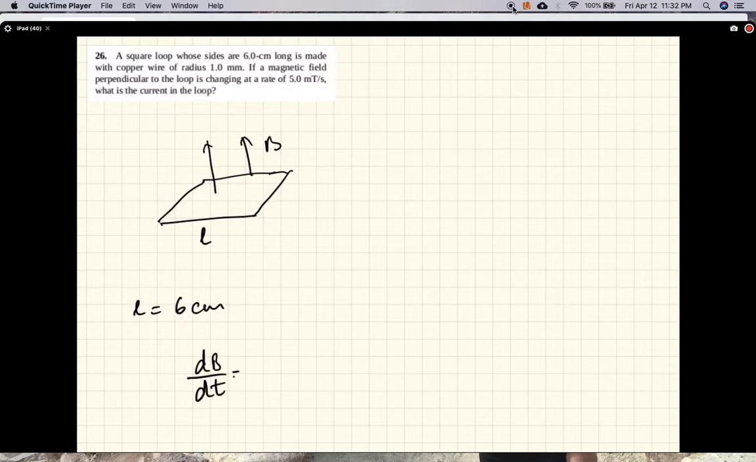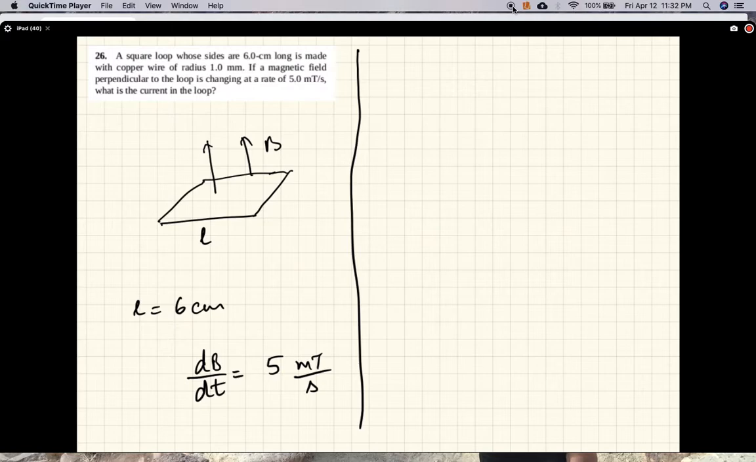Okay, so let's get a diagram going first. It's a square loop with side 6 centimeters, L. The magnetic field is perpendicular to the loop, and they tell us dB by dt is equal to 5 millitesla per second. What is the current in the loop?